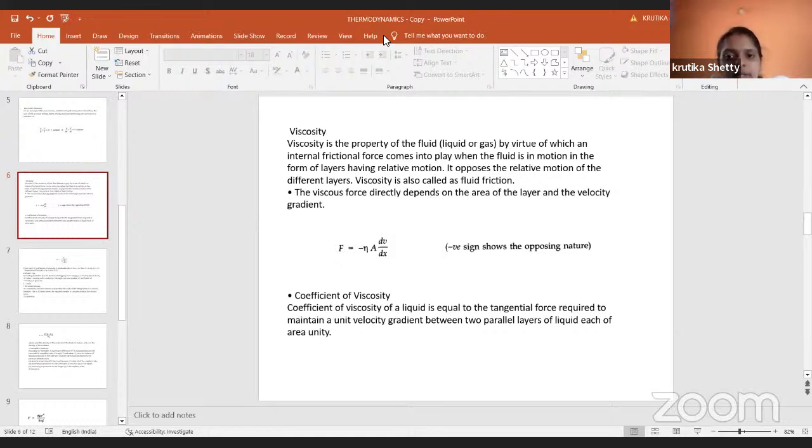So what is this negative sign? It shows that it is in opposing nature. The frictional force is always opposite to the applied force, therefore we see the negative sign. So coefficient of viscosity eta is there, and its definition you can see there.